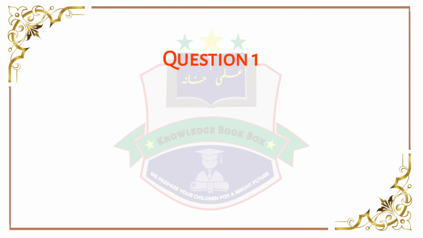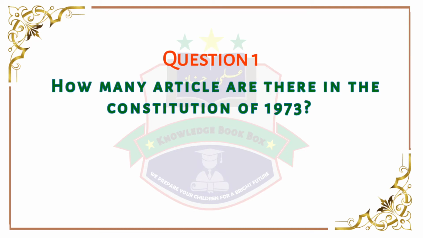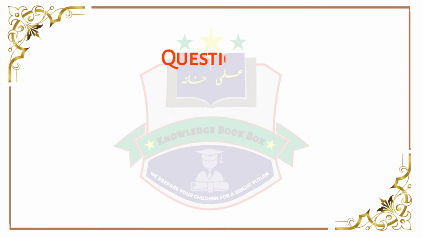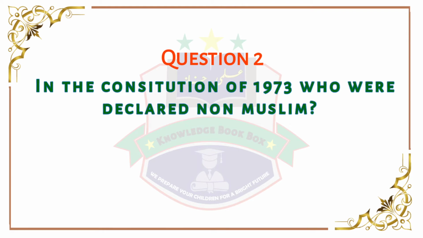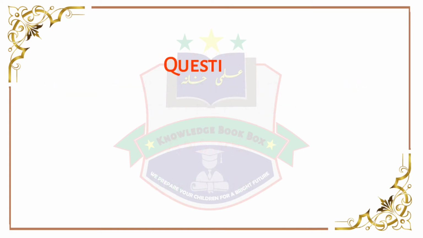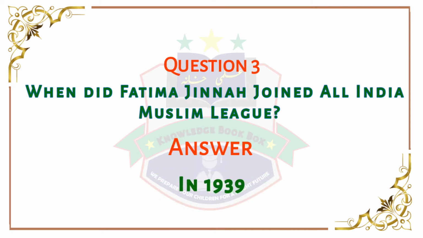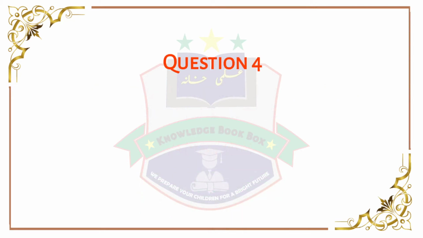Question number 1. How many articles are there in the Constitution of 1973? Answer: 280 articles. Question number 2. In the Constitution of 1973, who were declared non-Muslim? Answer: Qadianis. Question number 3. When did Fatima Jinnah join the All India Muslim League? Answer: in 1939.